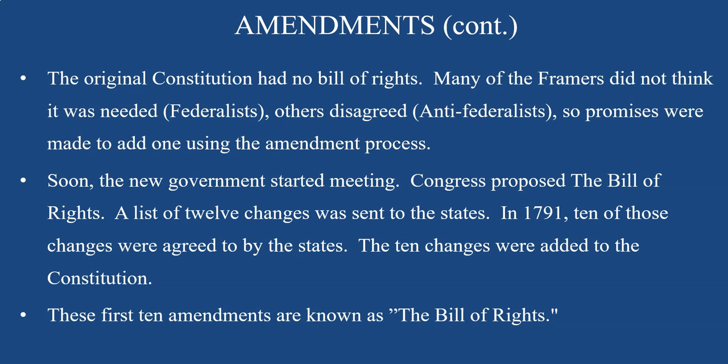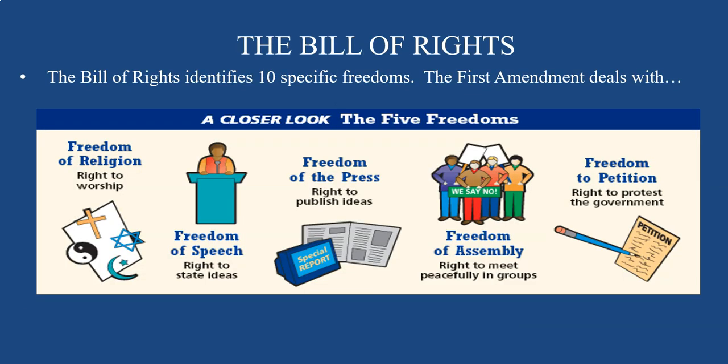Soon, the new government started meeting. Congress proposed the Bill of Rights. A list of 12 changes was sent to the states. And in 1791, 10 of those 12 changes were approved. And they became known as the Bill of Rights. By the way, we are going to talk more in detail in future presentations about the Bill of Rights. And basically, the Bill of Rights identifies 10 specific freedoms.